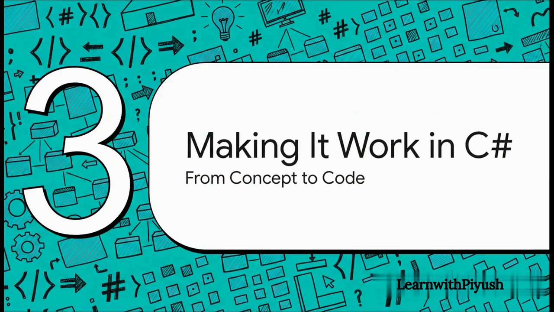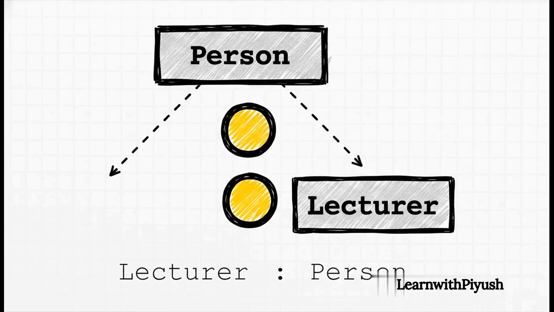Okay, so that's the theory, but how does this actually translate into real code? Let's jump into a practical example using C#. The syntax is surprisingly simple. We define our person class just like we normally would. Then, when we define the lecturer class, we just use a single colon followed by person. That's it. That one little character tells the compiler that lecturer is a child of person, and boom, it instantly gains all of its public and protected features.